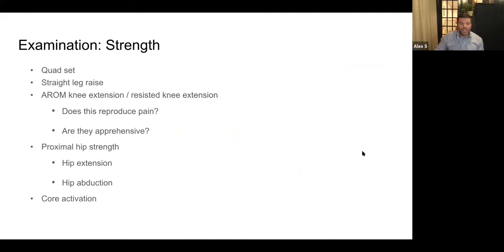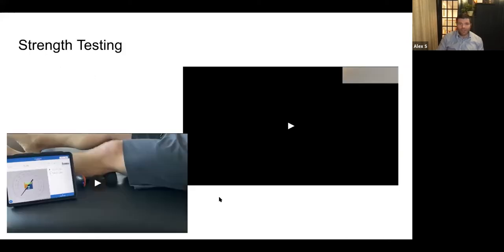So then we get to the strength part of the examination. So we'll look at quad. We want to look at long lever straight leg raise, active range of motion against gravity, proximal hip stability, and core strengthening as well. Again, there's a ton of other things that other clinicians will involve. As I said, I want to touch on some things that we can have metrics for.